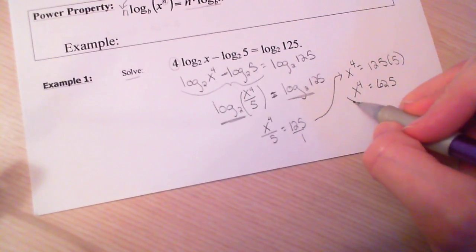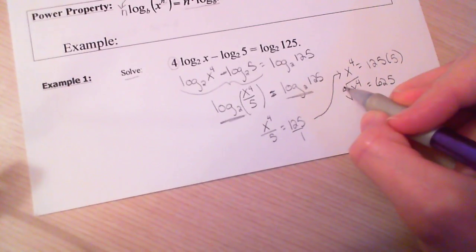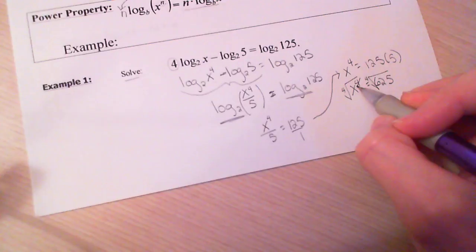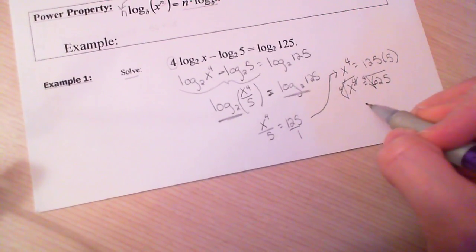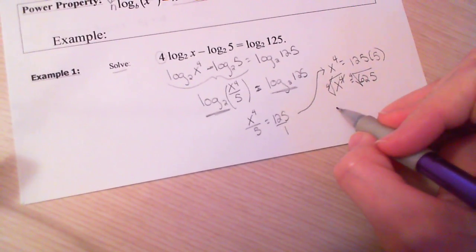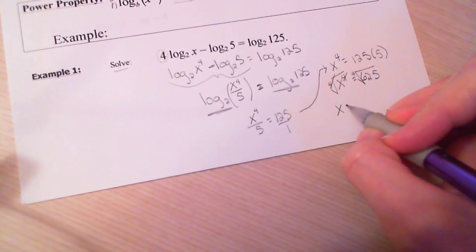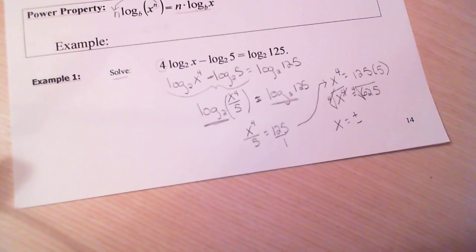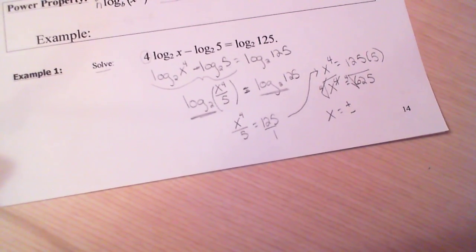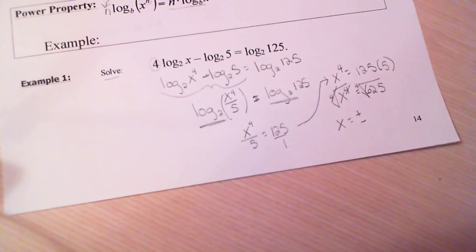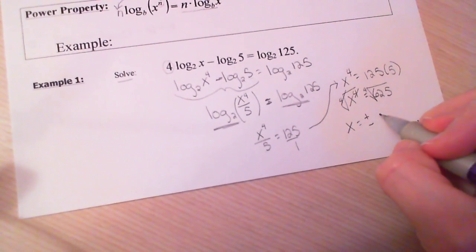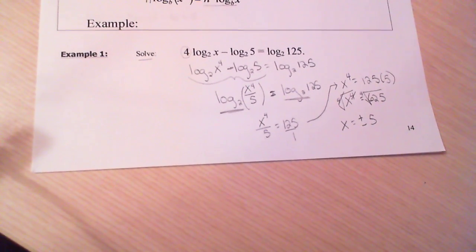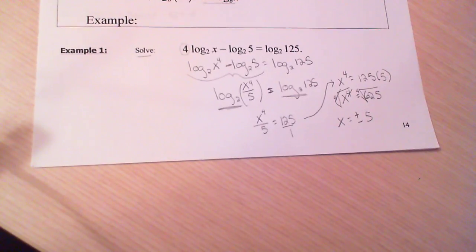To get rid of a 4th power, I'm going to take the 4th root of both sides. X to the 4th and the 4th root undo each other. Those are inverses. So I'm left with x equals plus or minus the 4th root of 625. I believe that that is 5. So this is going to be plus or minus 5. So x is equal to plus or minus 5.